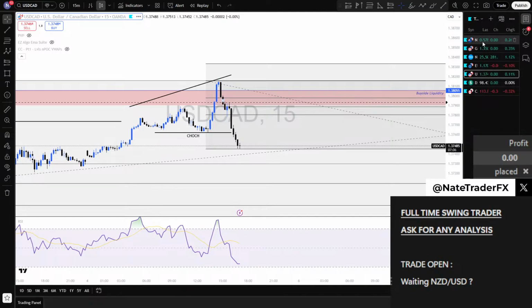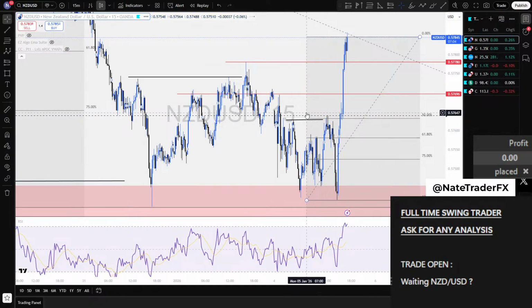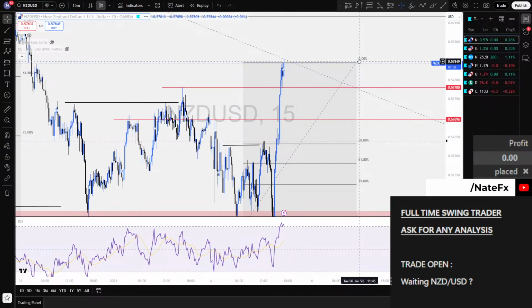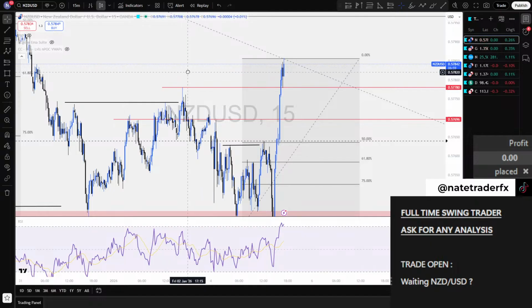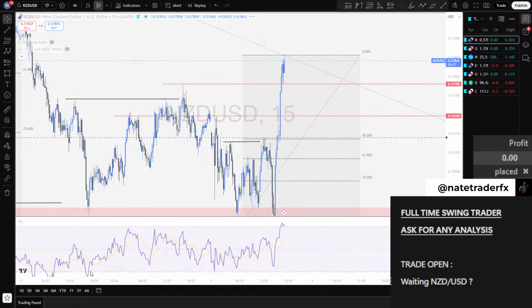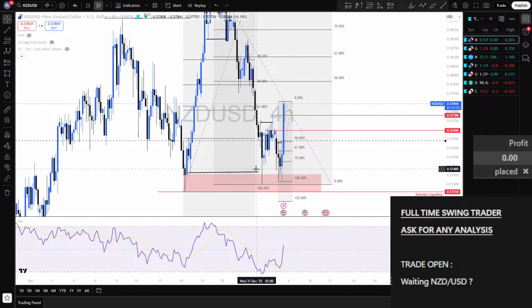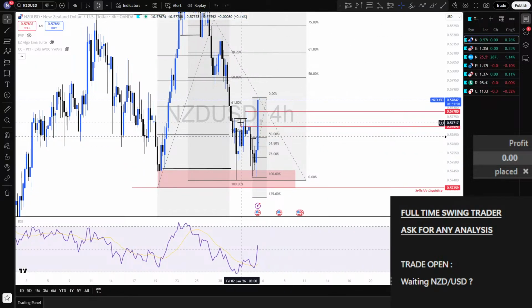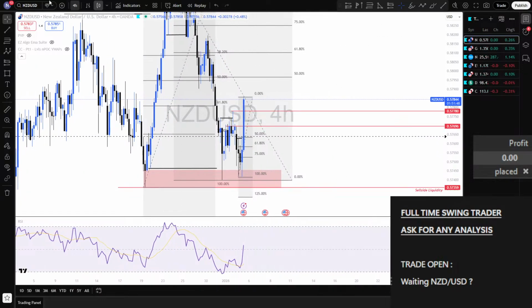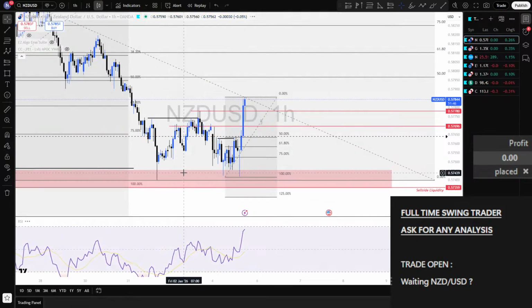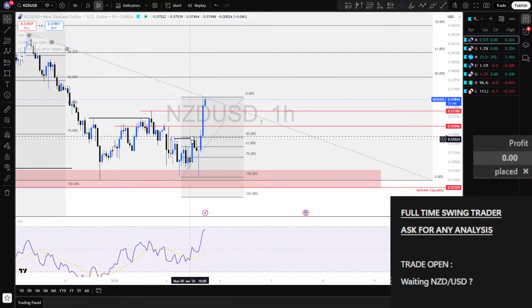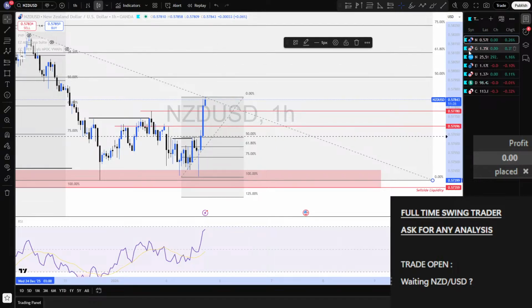Let me check. So NZD USD unfortunately is flying without me, so I think it's too late. But it was in its engineered liquidity in 4 hours. It was fractal bullish. It gave us a pullback. It was fractal bullish in 1 hour during the pullback, but I was waiting for another pullback. And in 1 minute time frame, it just flew without me.